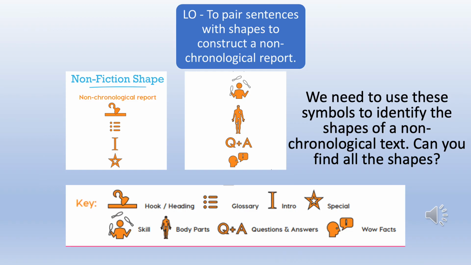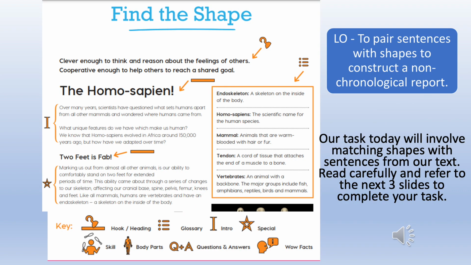We need to use these symbols to identify the shapes of a non-chronological text. Can you find all the shapes? Our task today will involve matching shapes with sentences from our text. Read carefully and refer to the next 3 slides to complete your task.